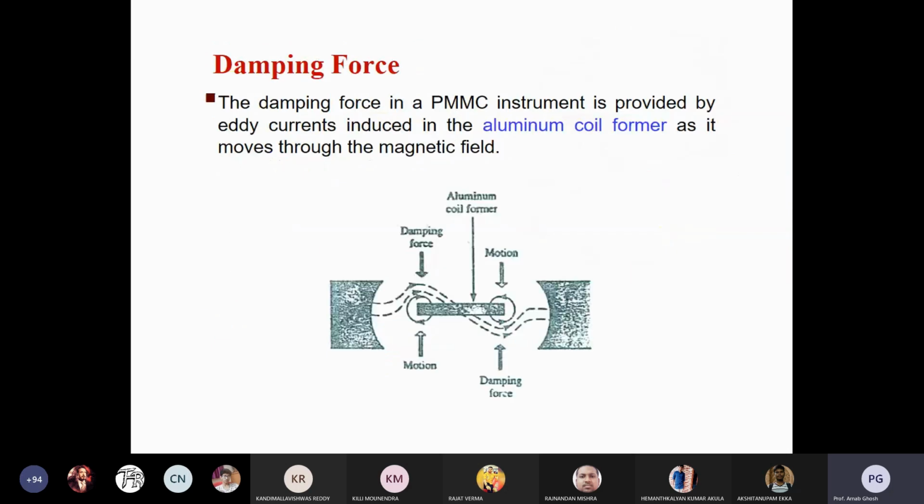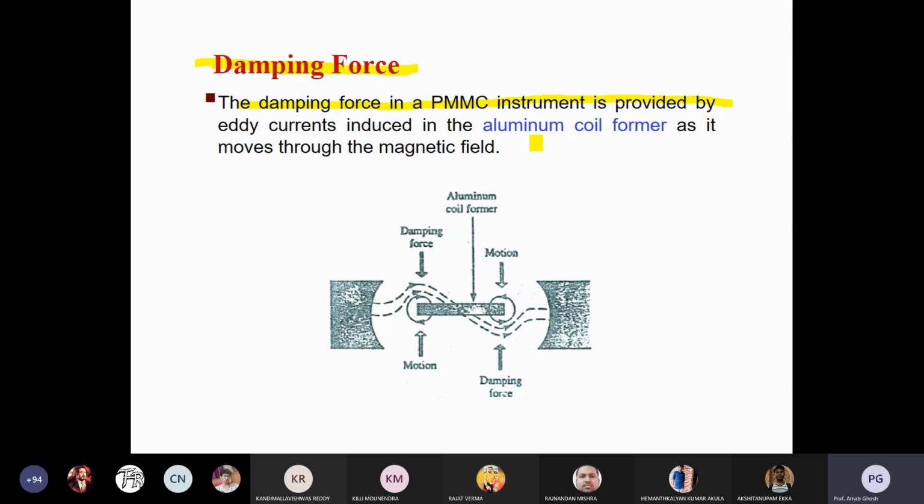The damping force of a PMMC instrument is provided by eddy currents induced in the aluminium coil former as it moves through the magnetic field. So that's the basic reason for the damping force. That is how you damp it down.